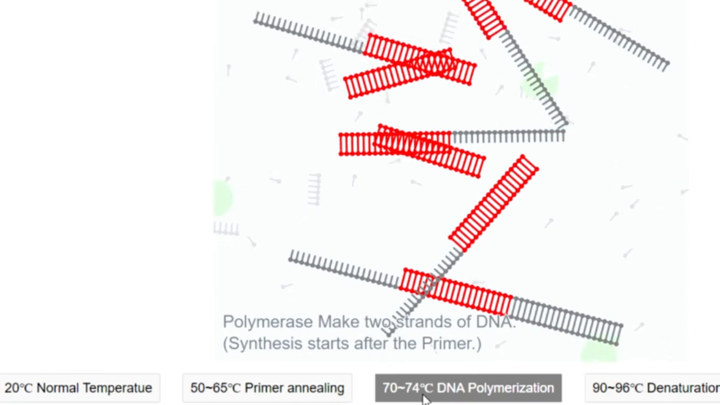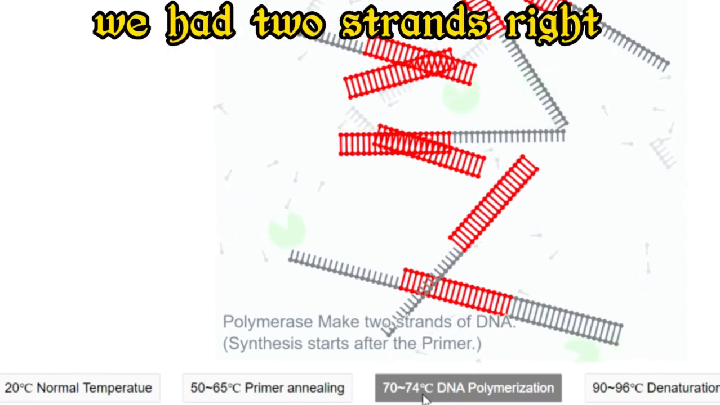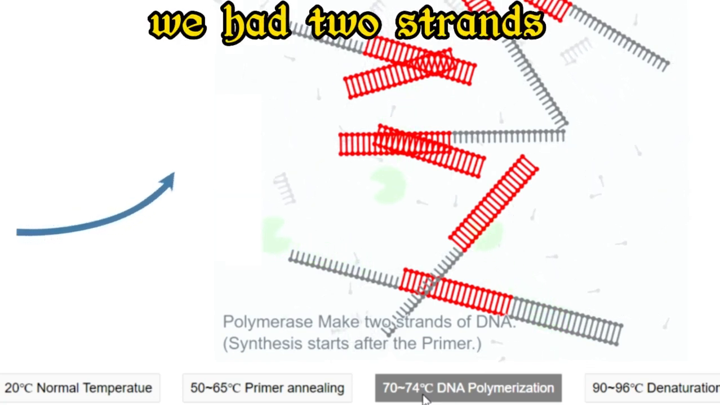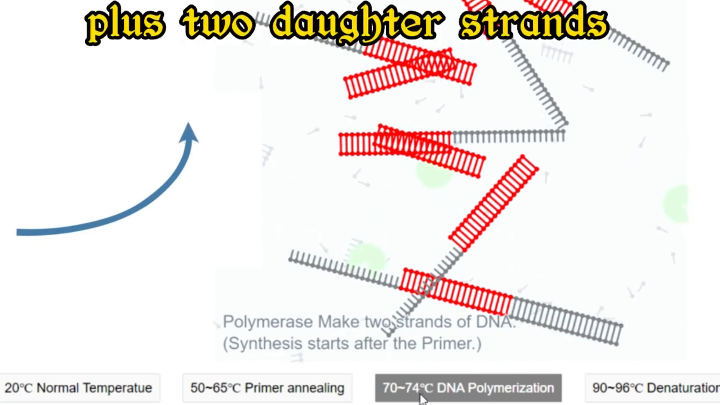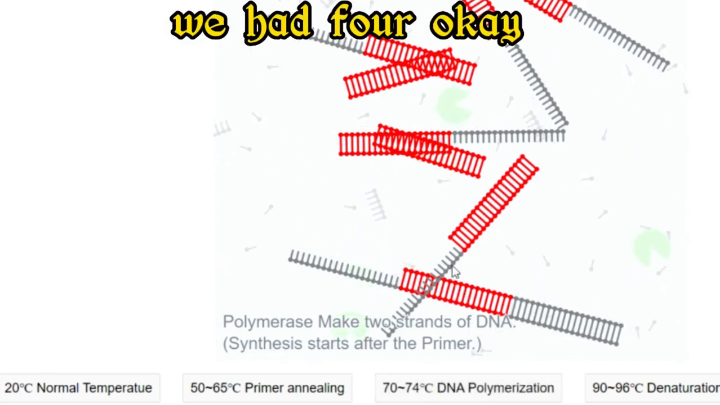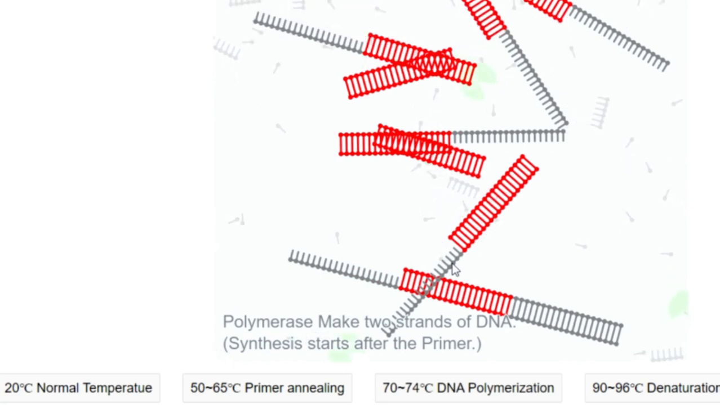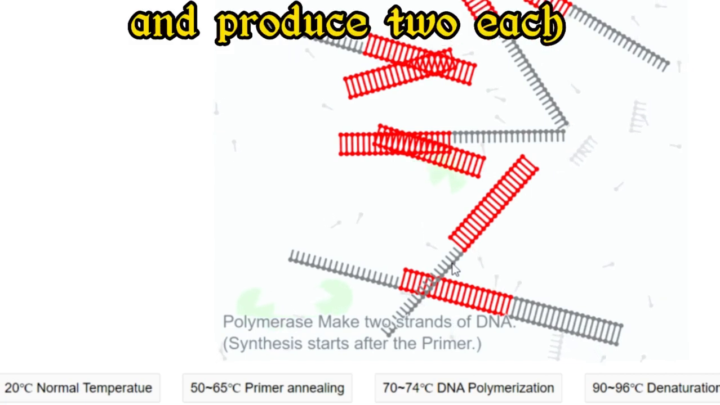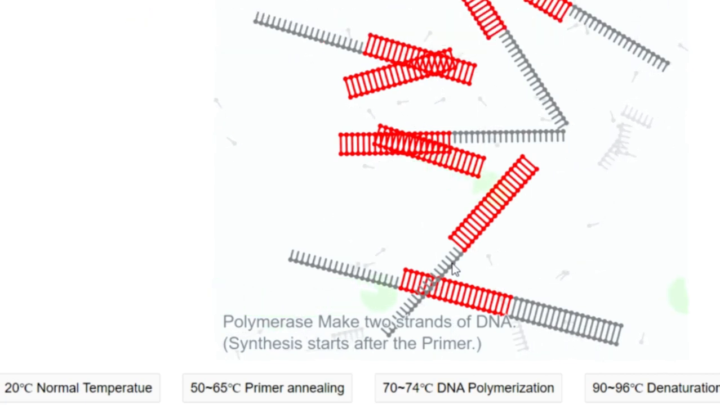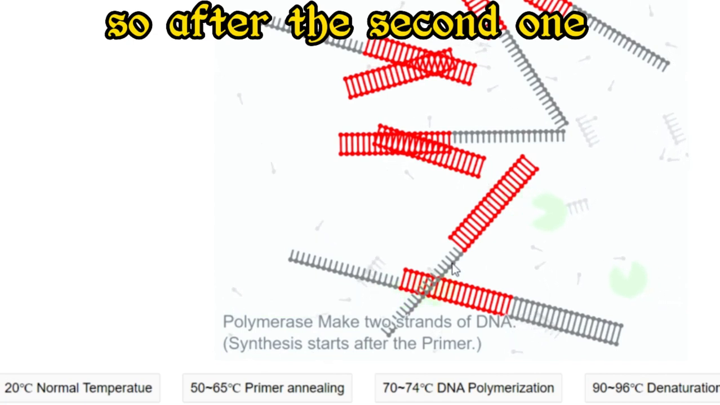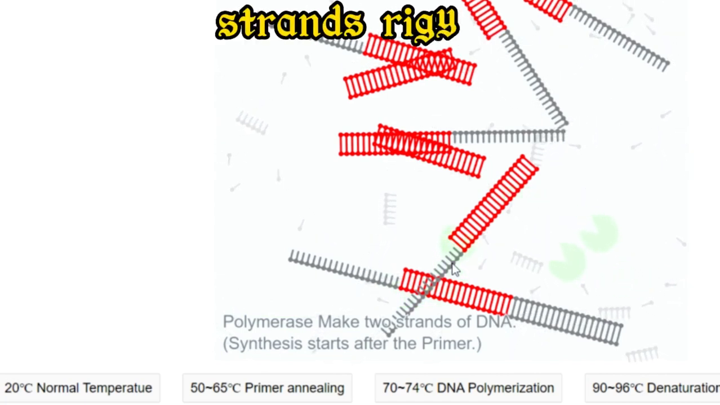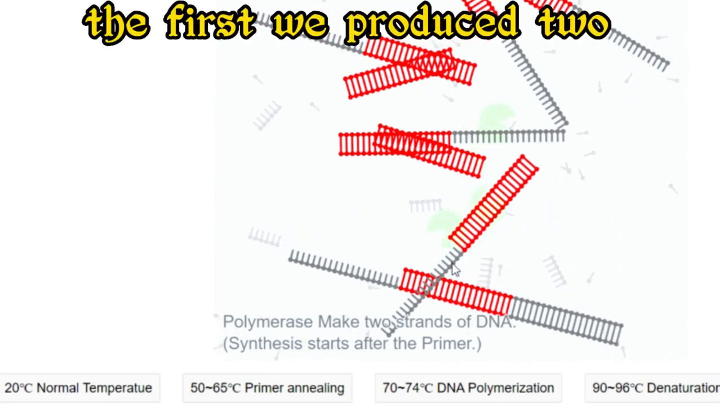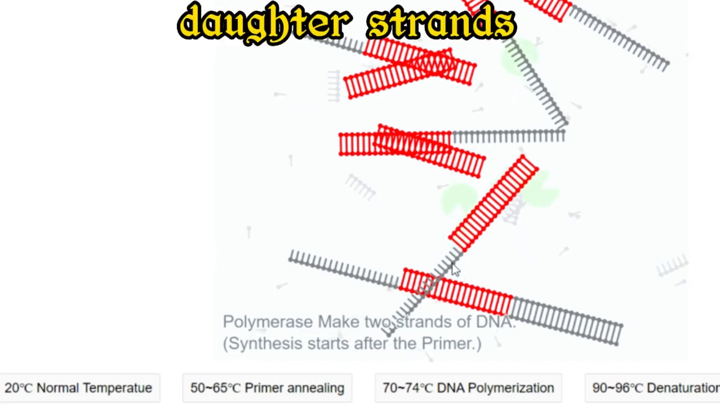What do I mean? In the beginning, we had 2 strands, right? The 2 original strands. After the first cycle, we had the original plus 2 daughter strands, which means we had 4. Okay? So after the first one, we had 4. Again, these 2 daughter strands are going to multiply and produce 2 each. So after the second one, we had 8 strands, right?